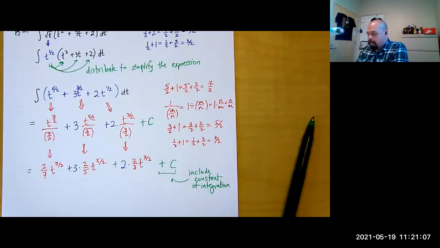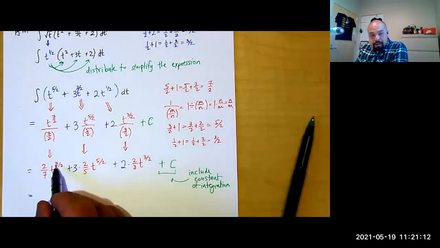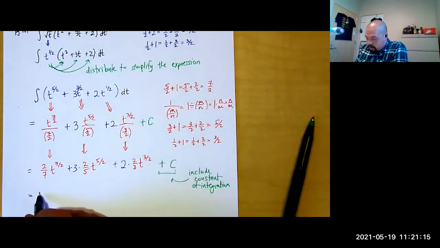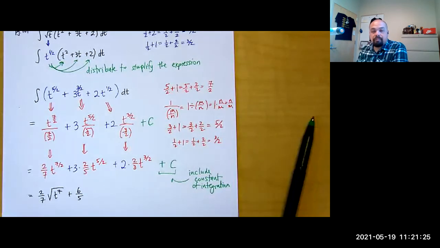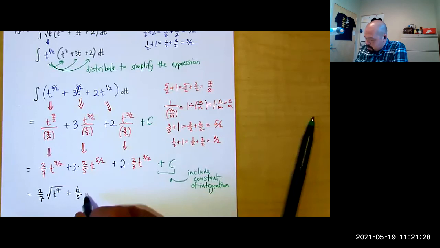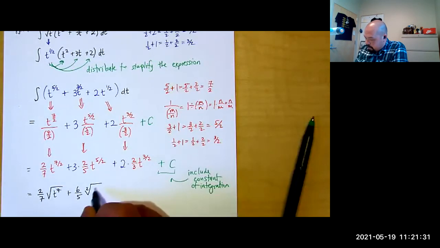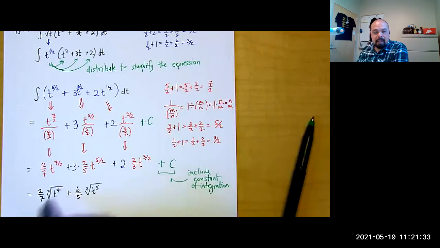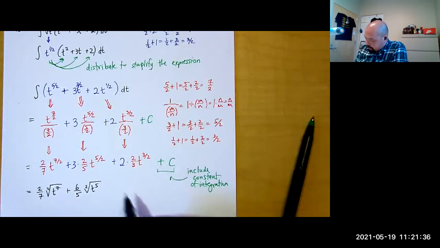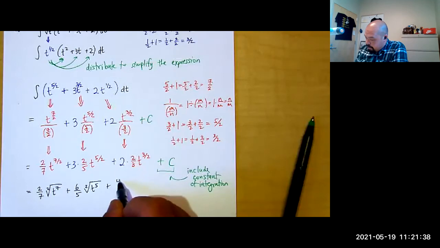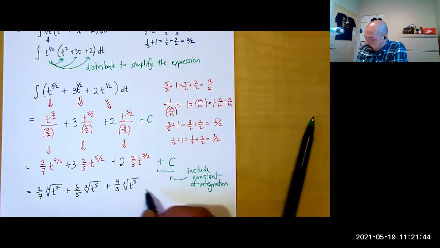And now the bit about simplifying, okay? For myself, the power over the root, 2/7. We're taking the square root of t to the 7. Again, we can probably simplify within those as we go. 3 times 2 is 6/5. I don't mind having an improper fraction. The square root of t to the 5th. You don't necessarily need that too, but I'll put that there. And then lastly, 2 times 2/3, 4/3. The square root of t cubed plus c.